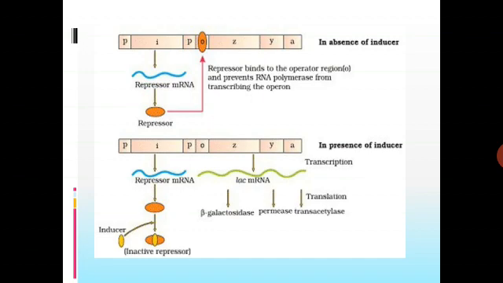It results in the inactivation of the repressor protein. The inactive repressor is formed, and it will fail to bind to the operator gene. Then the operator gene signals the structural genes to produce mRNA, which in turn produces corresponding proteins which function as enzymes.